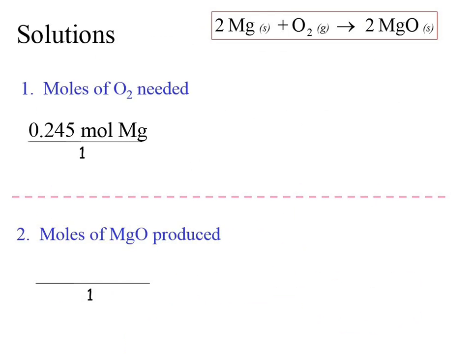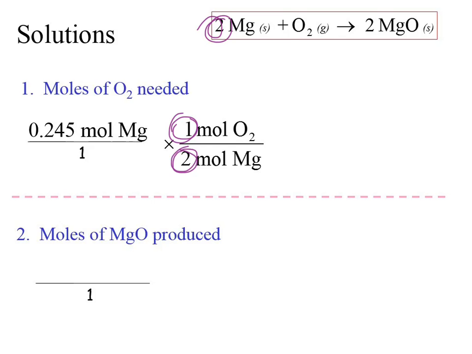So to work the first one, we put the thing we want to convert, 0.245 moles magnesium over 1. And then we introduce the stoichiometric ratio. One of the things as we get rolling that sometimes students lose track of is remember where these numbers came from. These numbers came from the coefficients, the stoichiometric coefficients. Okay? All right. No uncertainty brought by the 1 or the 2, so we round to 3 sig figs, and we have 0.123 moles of O2.